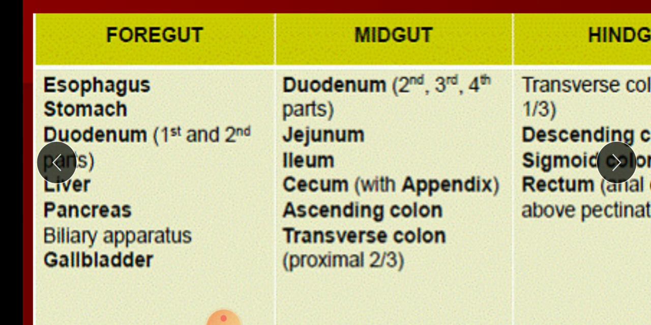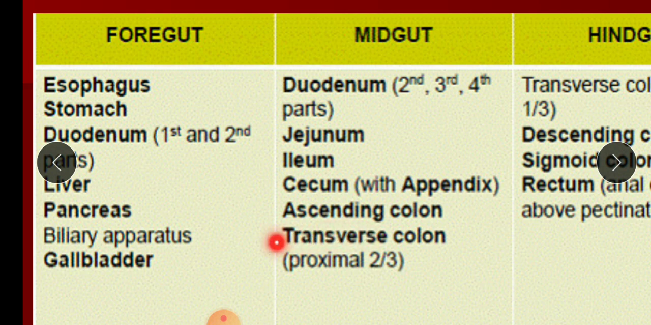So what is that point? From the second part of the duodenum, to be more precise, it is from the opening of common bile duct till the right 2/3 of transverse colon. That much region is supplied by the midgut.